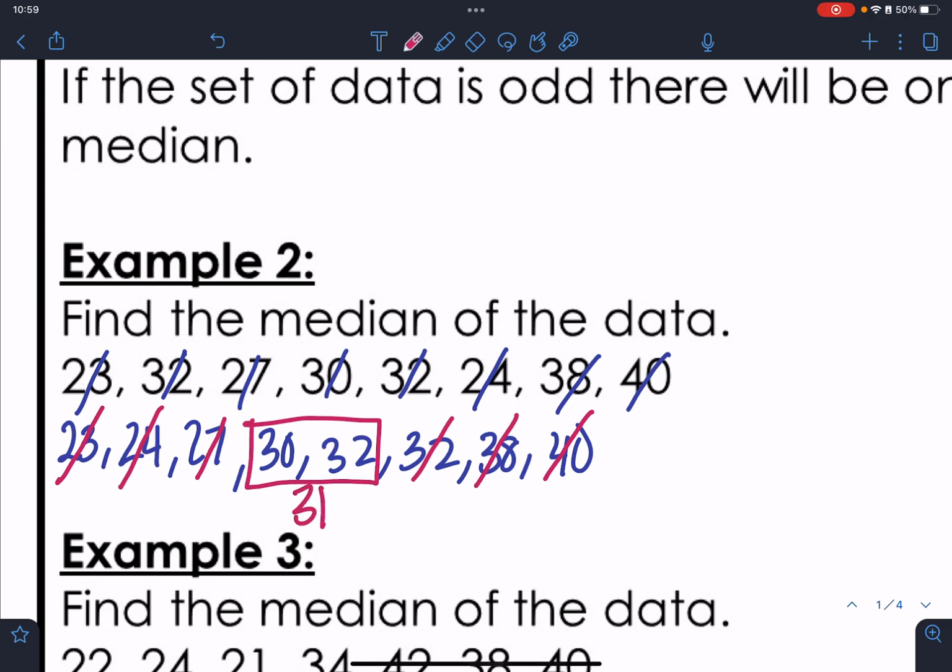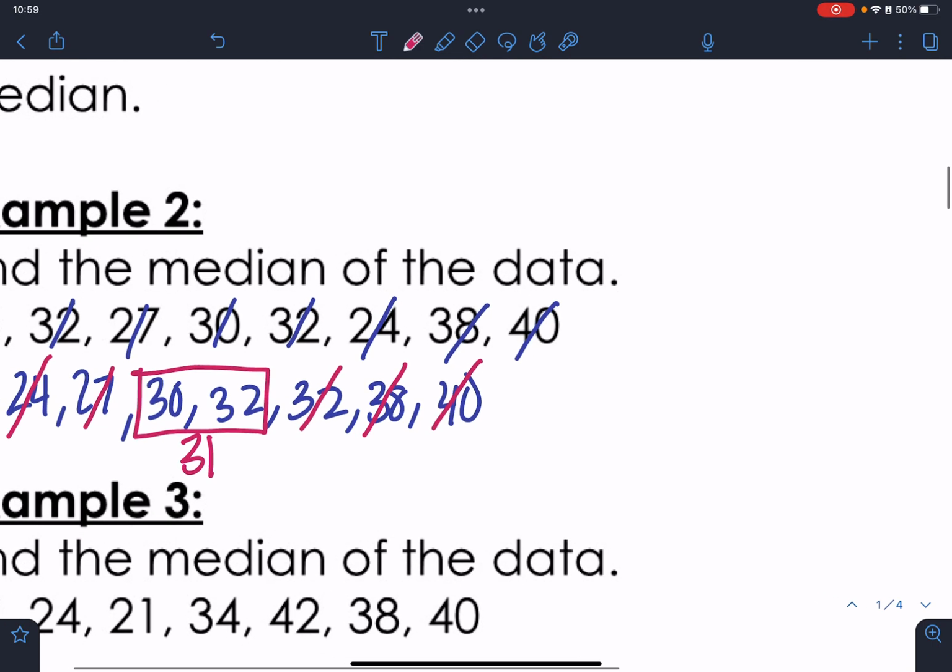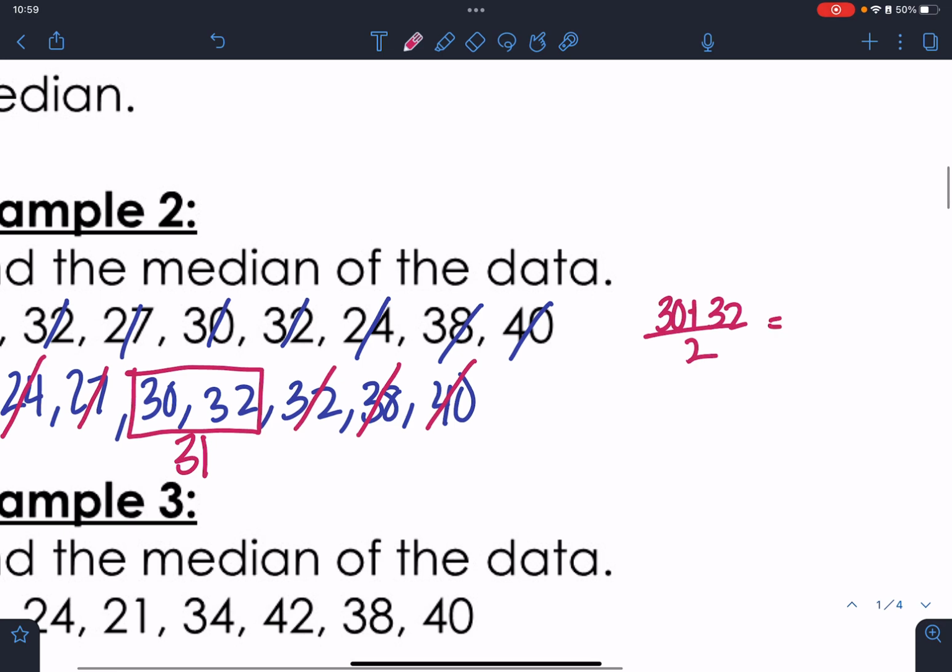So this one's easier to visualize. But if you are not sure, and we'll get to an example like that in a second, you can then find the average of those 2 numbers. So we can say 30 plus 32 over 2. That could help me find the middle of the middle numbers. So that's 62 over 2, which is 31, like we said. Okay, so sometimes it is easy to see what is the middle between 30 and 32.